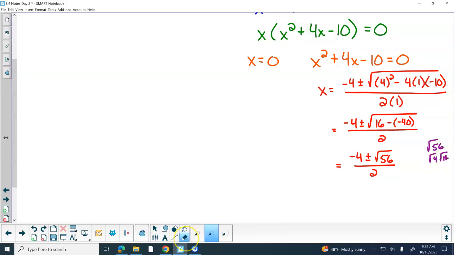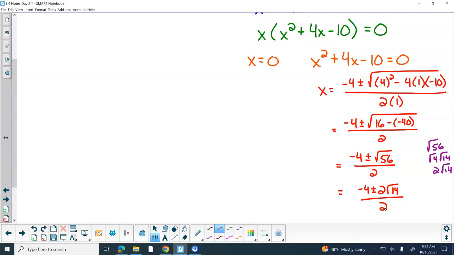Square root of 14. Square root of 4 then is 2. So then this would become negative 4 plus or minus 2 square roots of 14 all over 2. Yes, if you use the quadratic formula, you're going to have to simplify your radicals.